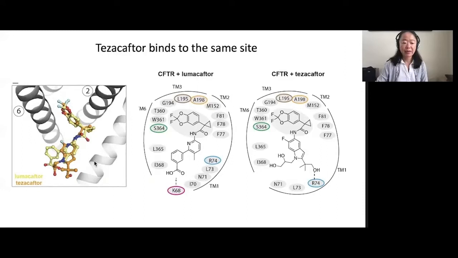And the other half of the drug has a slightly different conformation and interacts with different groups of amino acids, particularly lysine 68, which I will come back to later. It forms a strong salt bridge with lumacaftor, but this residue does not interact with tezacaftor at all.